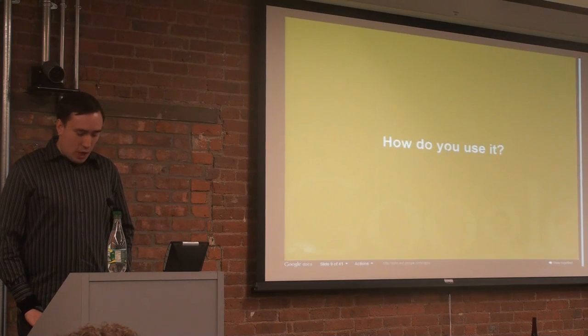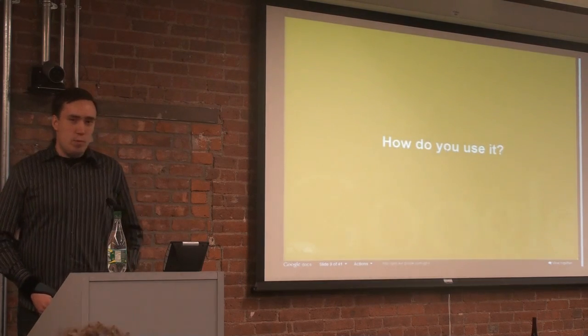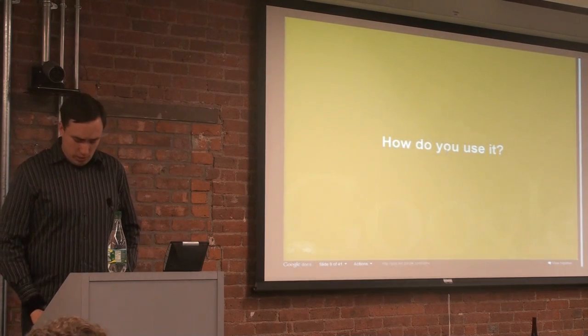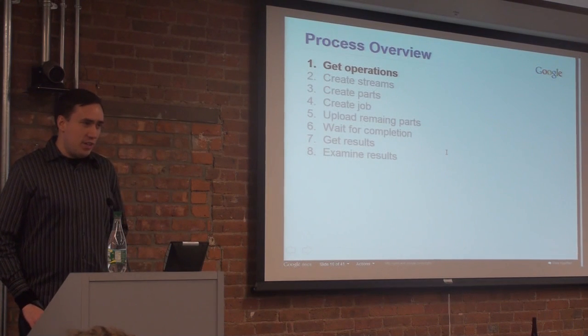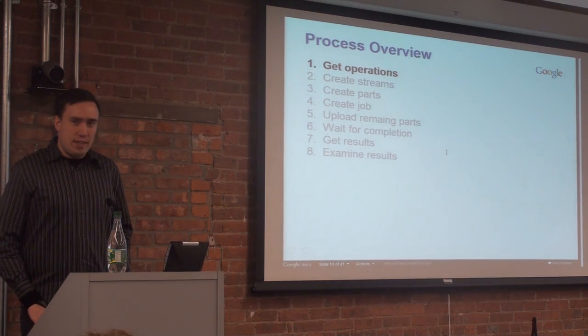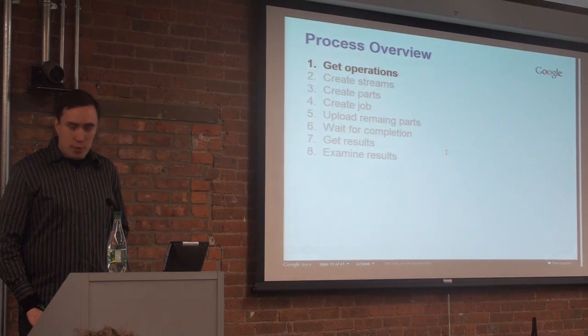So that's a little bit about the hierarchy, but how do you actually use the BulkMutateJobService? Now that we know the structure of a job, what is the general process to use the service? The overview here is at a very generic level, but I think it gives you a good idea of the flow. The first thing you need to do is get your operations.